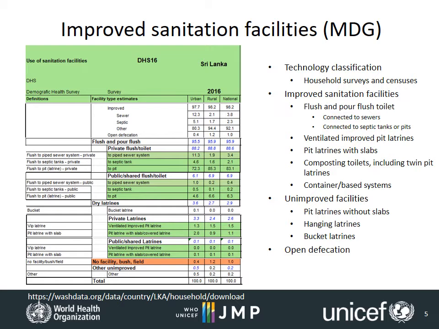Each time we receive a new dataset, we add it to the JMP country file and match it against the international standard classification. In this example, from Sri Lanka, you can see how the original national definitions on the left correspond with the JMP categories on the right. The improved ones are shaded in green, and you can see that the vast majority of people in Sri Lanka use improved facilities, 98.2%. The summary at the top breaks these down into 3 main categories: sewer connections, septic tanks, and other improved.